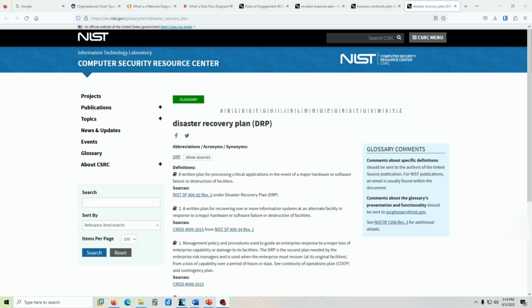The next item on the list, disaster recovery plan. A written plan for processing critical applications in the event of a major hardware or software failure or destruction of facilities. So we're talking like earthquakes, buildings on fire, hurricane. How do we recover and continue after this? So disaster recovery and business continuity are kind of closely related. If we're going back to Security Plus studies, we're talking like hot, cold, and warm sites, things like that, for examples of disaster recovery planning.